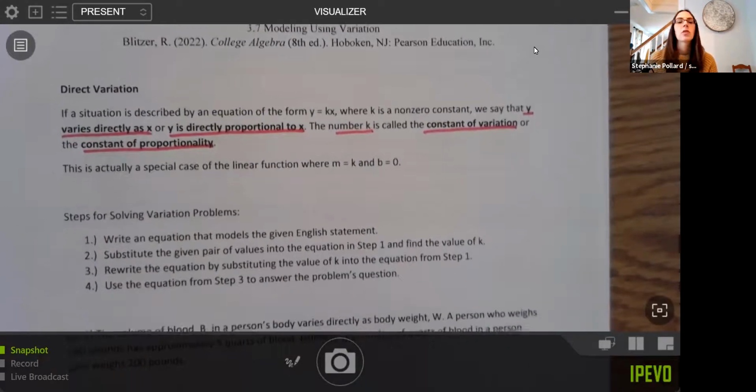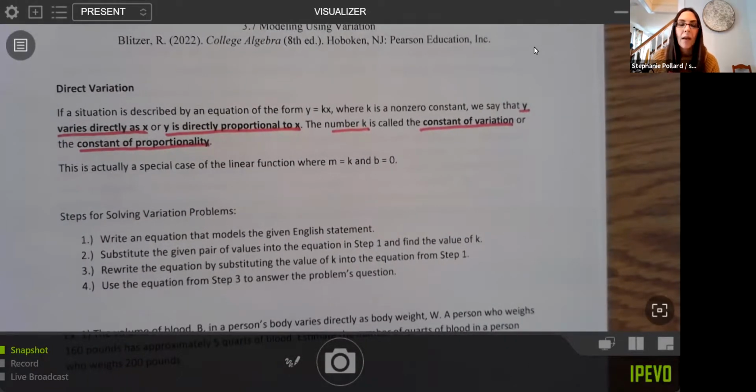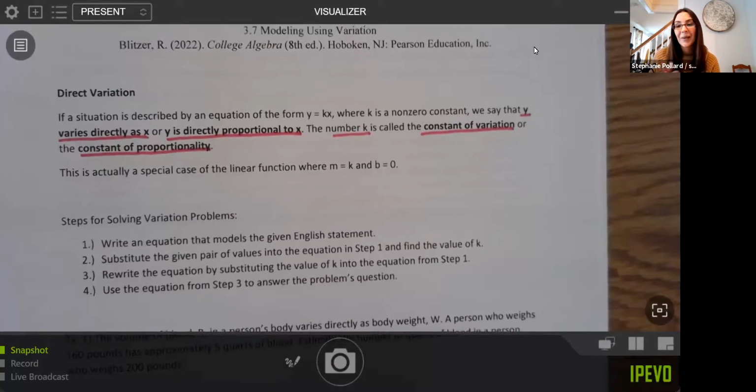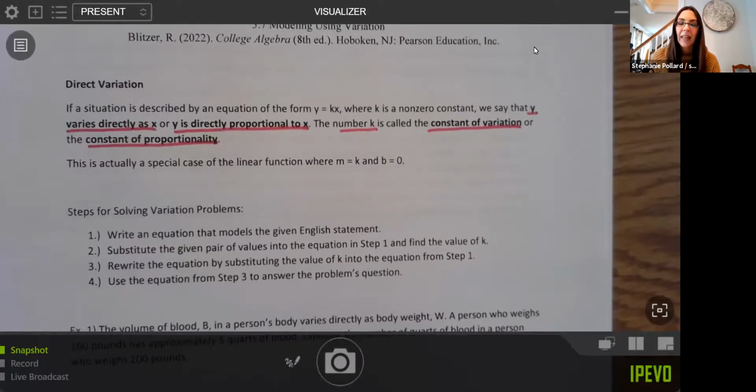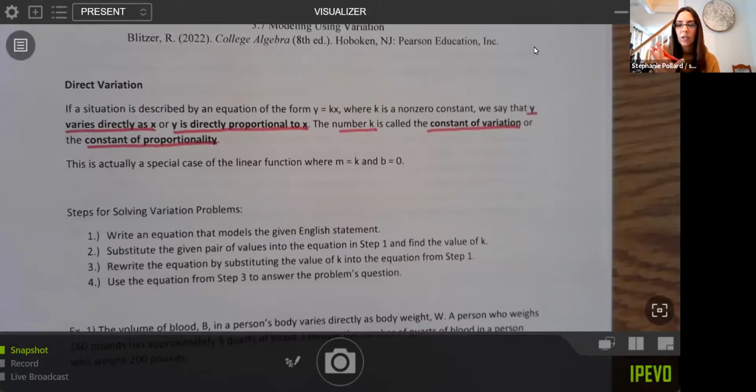This is actually a special case of a linear function where m is equal to k and b is equal to 0. So if you have direct variation and you just have a straight linear function, so no squares, no cubes, things like that, then it's just a line with positive slope in most cases. So if your k is positive, then you would have that positive slope here.